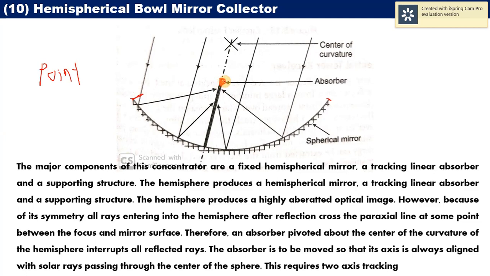This is concentrated on the point where the working fluid is, which is heated by absorbing the heat energy from this solar radiation. And here there is also two axis tracking. So for this collector also we have the two axis tracking. So this is the hemispherical bowl mirror collector.